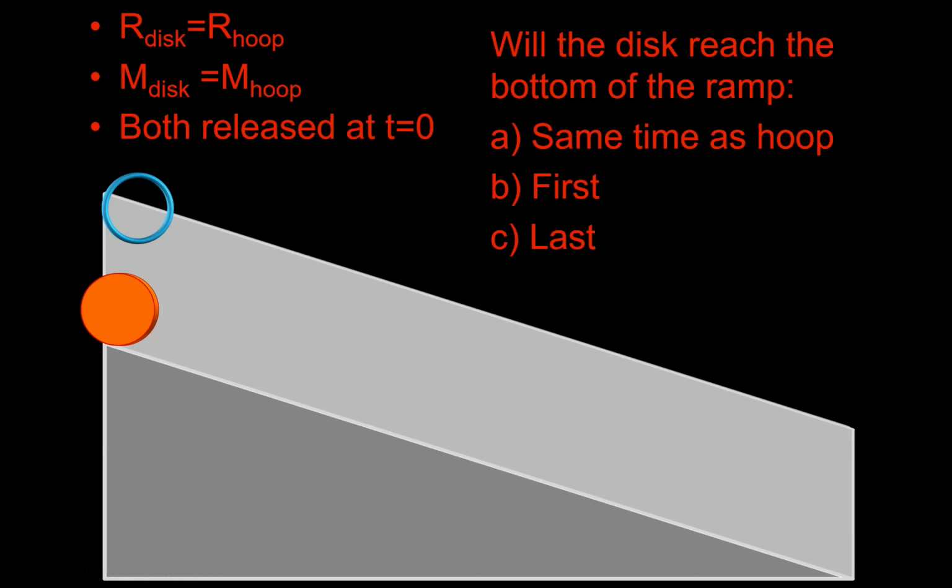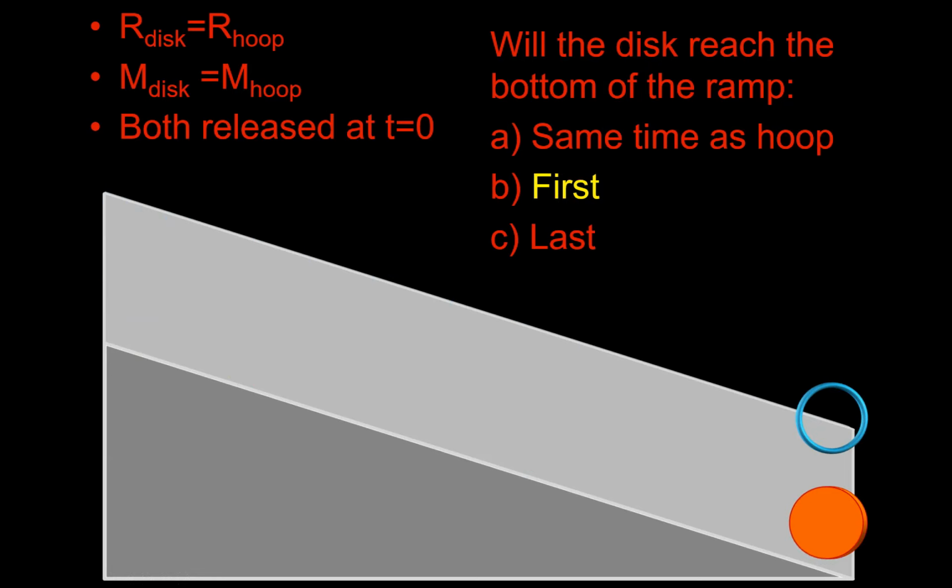With that in mind, which one of these objects will reach the bottom of the ramp first? The disc or the hoop? So stop, think about it for a second. Which one? If you answered both, because I just previously sort of alluded to it, then you're wrong. They will not reach the bottom of the ramp at the same time. What will actually happen is the disc will reach the bottom of the ramp first, the hoop second.